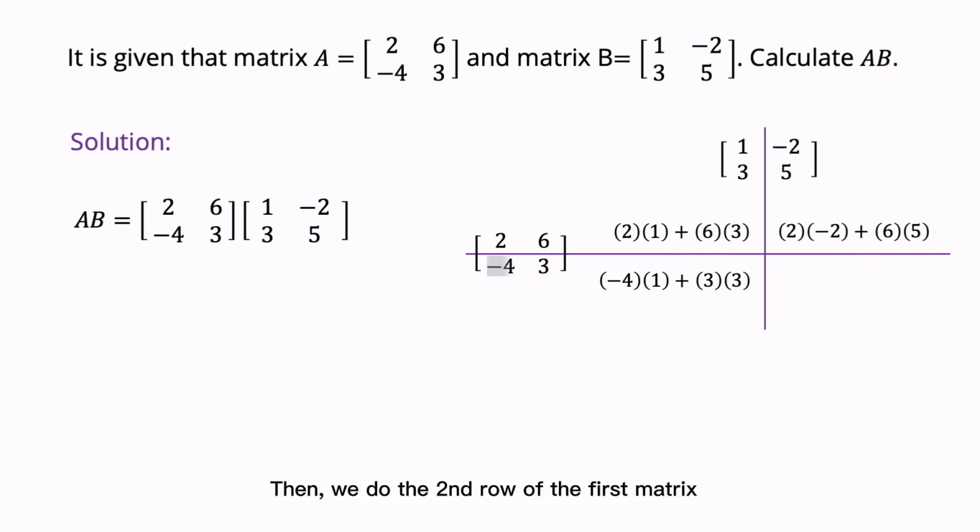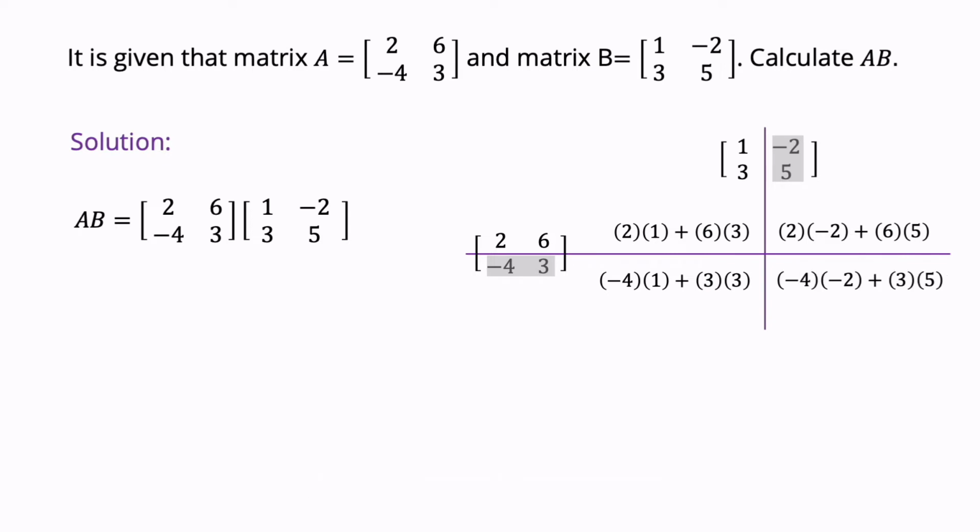Then, we do the second row of the first matrix and the second column of the second matrix. The result is placed in position A22. Minus 4 times minus 2 plus 3 times 5. So, the result of multiplying our two matrices is as follows.